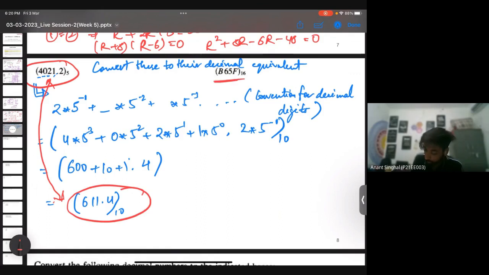And there is one more question which is B65F to the base 16, and you need to calculate its decimal equivalent.